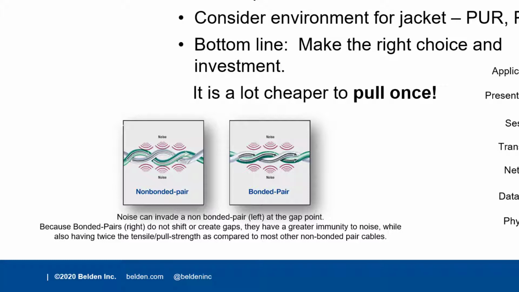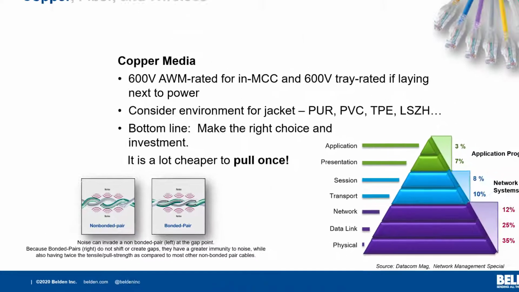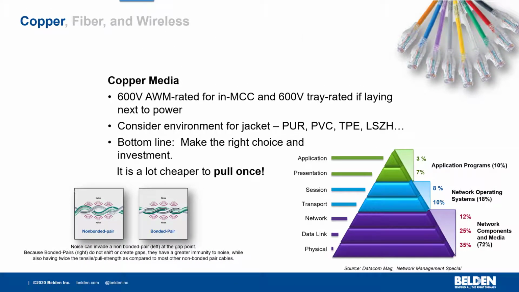So one thing that Belden offers, as an example, is bonded pair. Noise can invade non-bonded pair, as shown in the illustration on the left, wherever you have a gap. Because bonded pairs do not shift when being pulled or pulled around corners, and they don't create gaps, they have a greater immunity to noise while also having twice the pull tensile strength as compared to most other non-bonded pair cables.